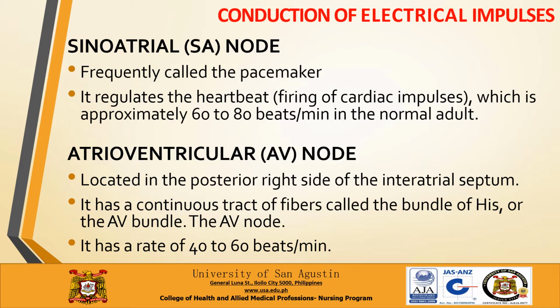So of course, these are the conduction of your electrical impulses: your sinoatrial node or SA node, which is known as the primary pacemaker of the heart, and your atrioventricular node, which is also known as the secondary pacemaker of your heart. The SA node usually fires approximately 60 to 80 beats per minute in the normal adult, while your AV node has a rate of 40 to 60 beats per minute.